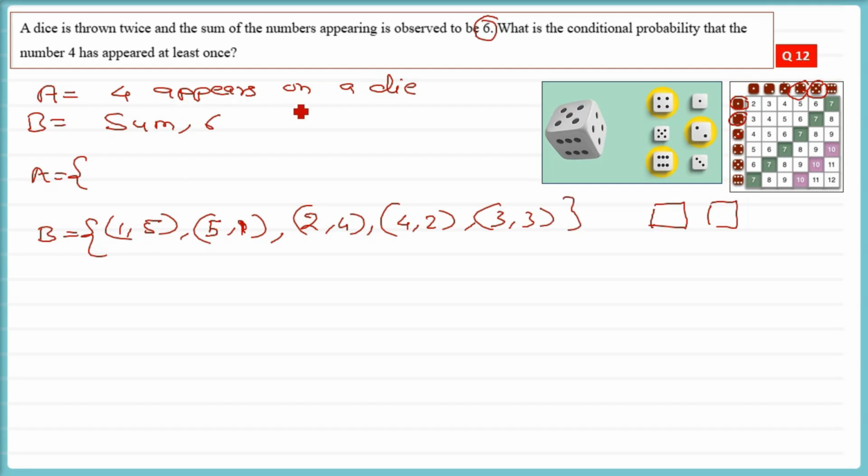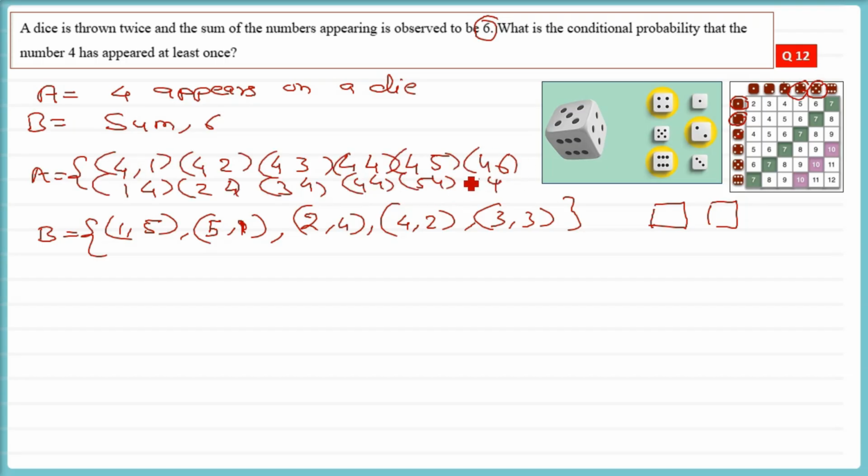Now coming to A, 4 appears on a die. If 4 appears, the other option can be 1 to 6. So 4 1 can come, 4 2, 4 3, 4 4, 4 5, and 4 6 can come. And if you swap the dice, 1 4 can come, 2 4, 3 4, 4 4, 5 4, and 6 4 can come. So these are the set values of A.